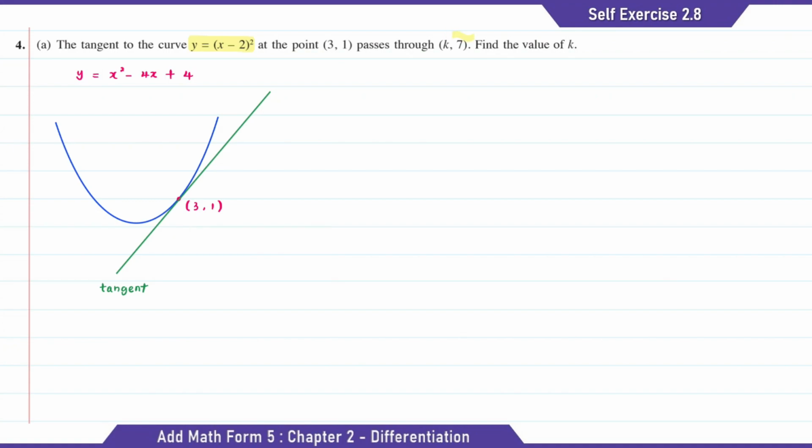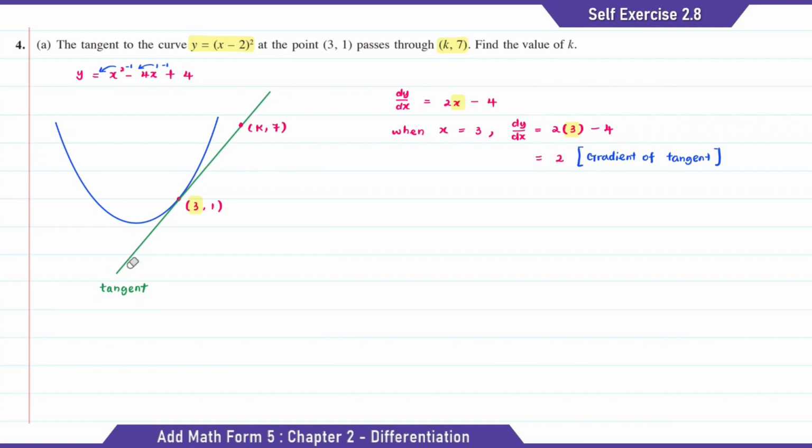This tangent also passes through the points k,7. So let's say here will be the points k,7. So with the informations given, first we can find the gradient of the tangent. dy dx is equal to 2x minus 4. To find the gradient of tangent at the point 3,1, substitute the x coordinate, which is 3, into the dy dx. Then 6 minus 4 is equal to 2.